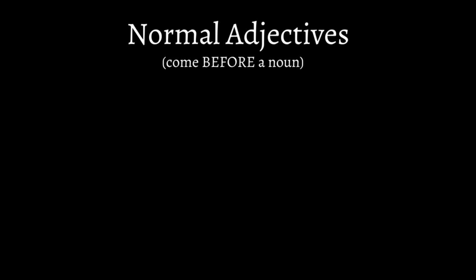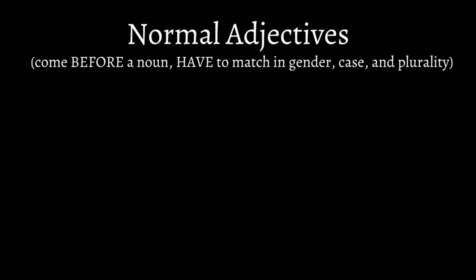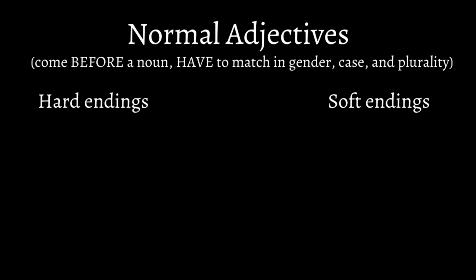Normal adjectives in Russian come before a noun, and their English equivalent is a statement like big table, beautiful car, or new window. Normal adjectives have to match in gender, case, and plurality, meaning that there are multiple endings for each adjective. As I said previously, normal adjectives separate into hard and soft endings, and before understanding how to modify adjectives, we have to know how to identify an adjective first.